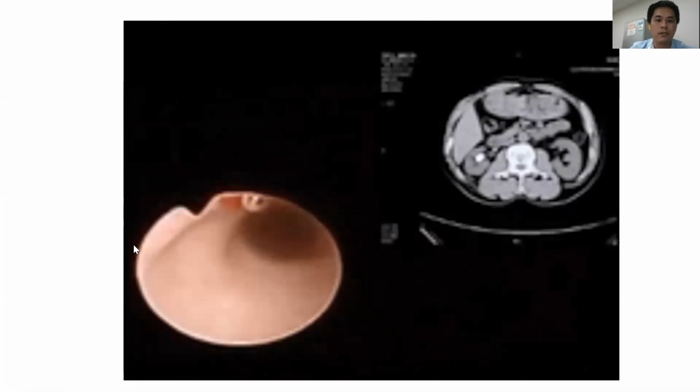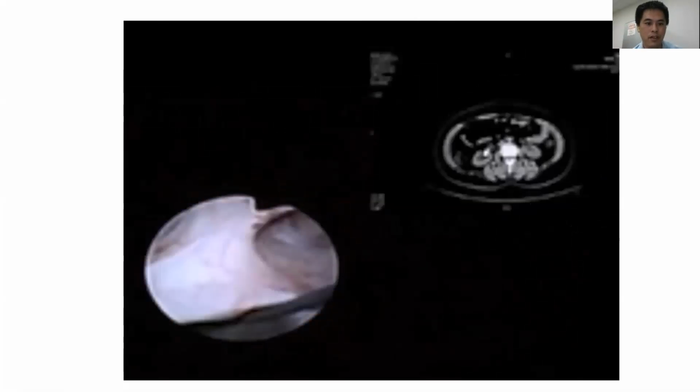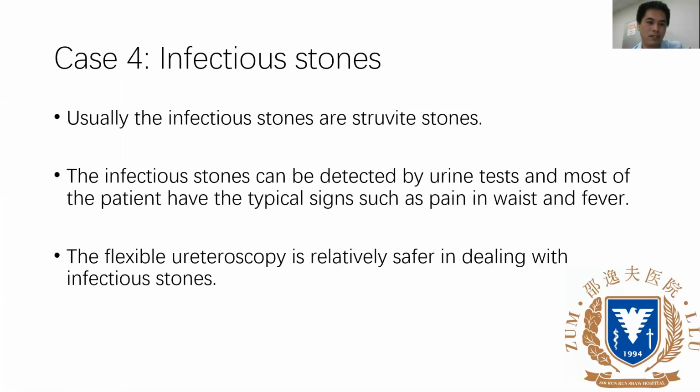Now we go and see case 4, about the infectious stones. As previously, Dr. Wang introduced a lot. Usually the infectious stones are struvite stones and can be detected by the urine test. And most patients have the typical signs such as pain in the waist and fever. And the flexible scope is a relatively safer way of dealing with the infectious stones.